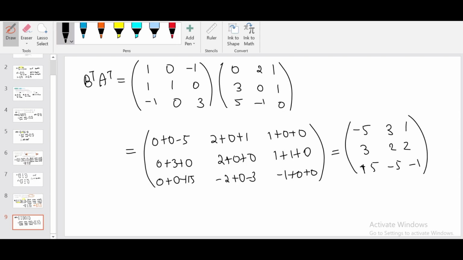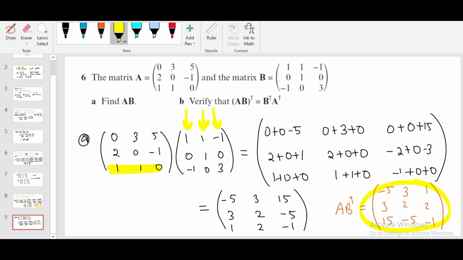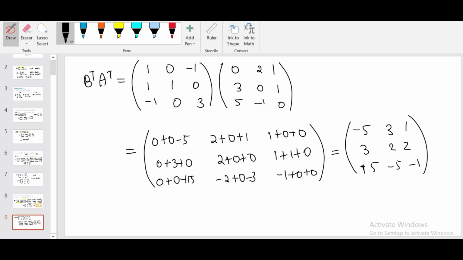Are they the same? Look at the transpose of this matrix. Is it the same as the matrix we just calculated, right? Yes. So you can write, therefore, transpose of AB is equal to B transpose times A transpose. Understand?